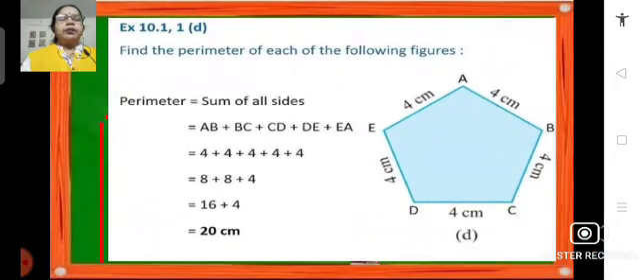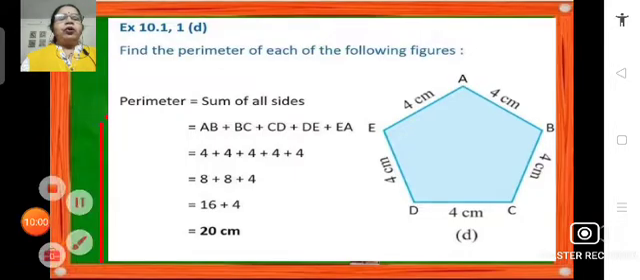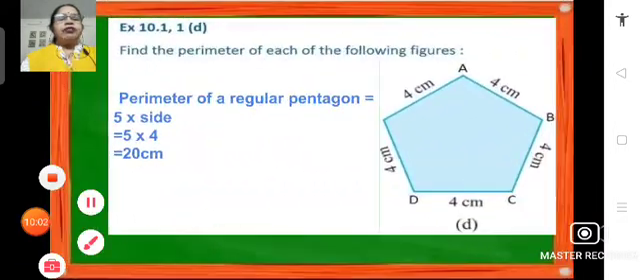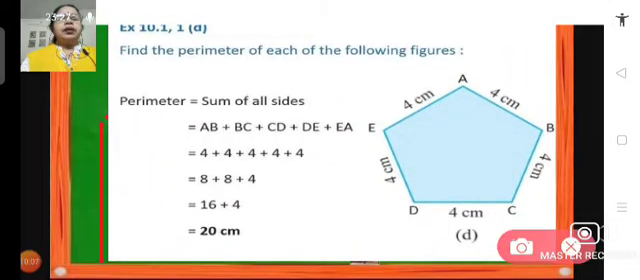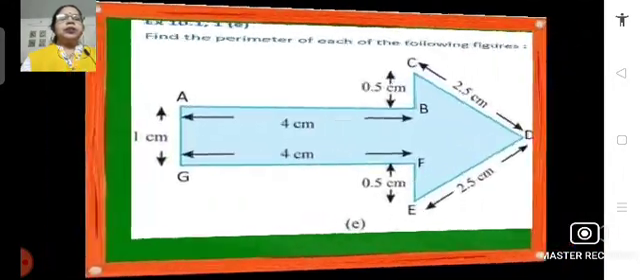Here is one more method, the sum of all the sides. We can simply add the lengths of all the sides and find out the perimeter by adding up the lengths of the sides. Then also the result is 20 centimeters.